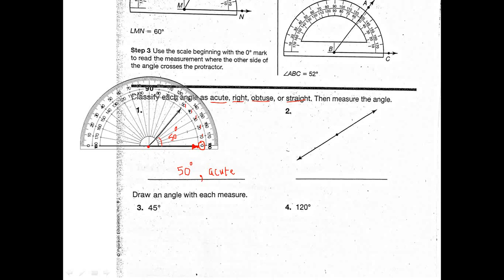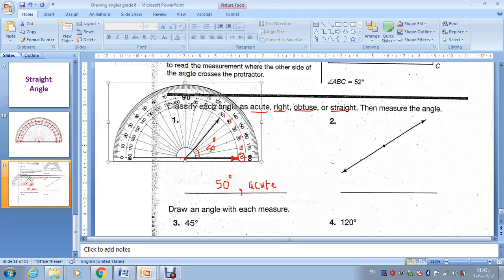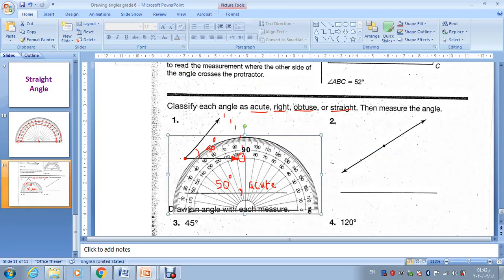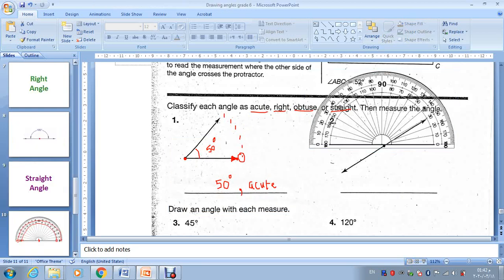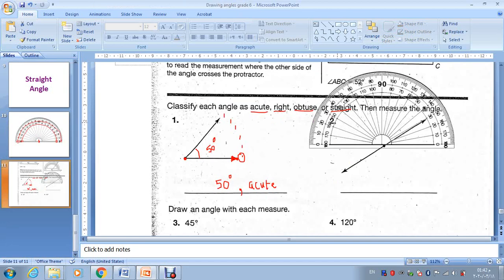So right now let's keep going with the rest of the questions. Now, without even measuring, we call this a straight line. Number 2, we call it a straight line, but we are going to measure it as well. We have just mentioned here that a straight angle is 180 degrees. Let's check this.